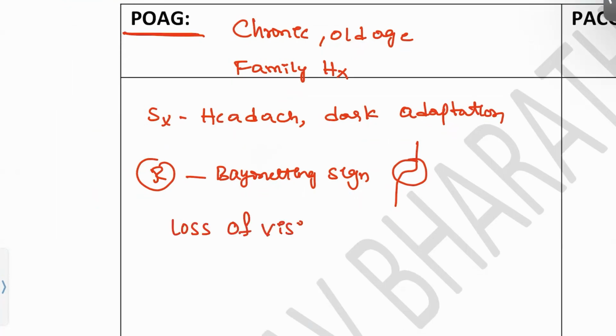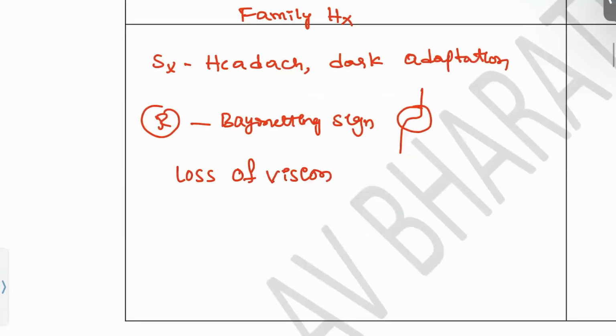So what is the drug of choice that we can give for this patient? The drug of choice is latanoprost. Okay, we'll understand the mechanism and side effects later. So the ultimate treatment for this patient is trabeculoplasty.